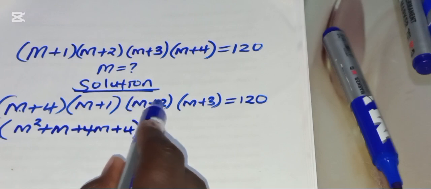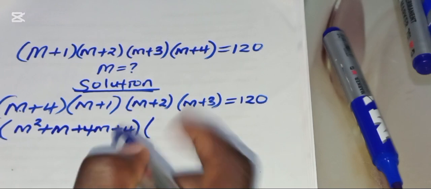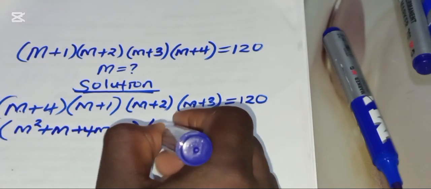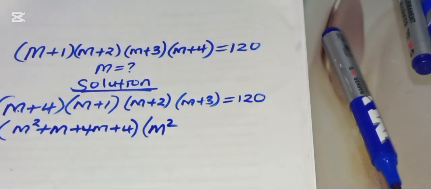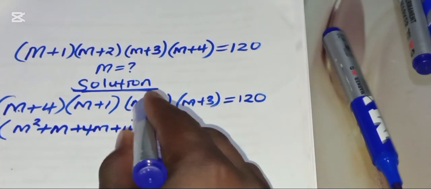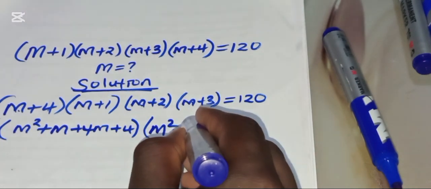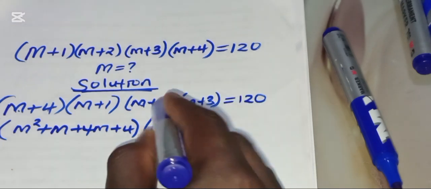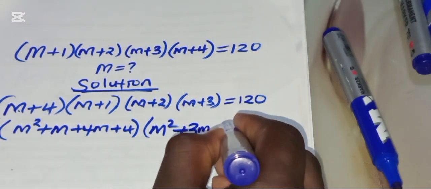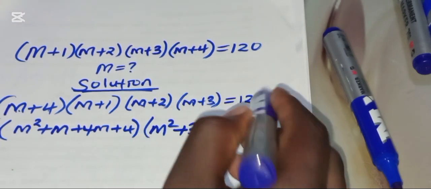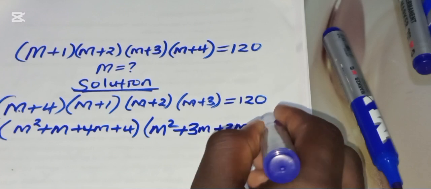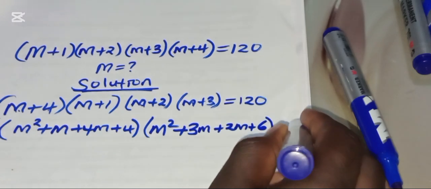Then multiply (m + 2) with (m + 3). You'll have m times m, this is m squared, plus m times 3, we'll have 3m, then 2 times m, we'll have 2m, then 2 times 3, we'll have 6. This is equal to 120.